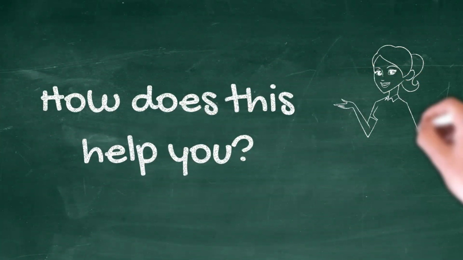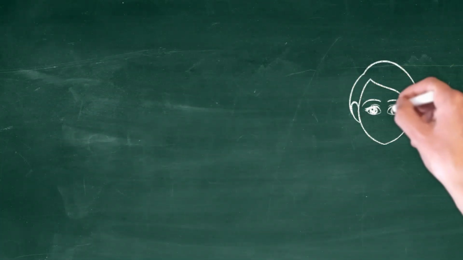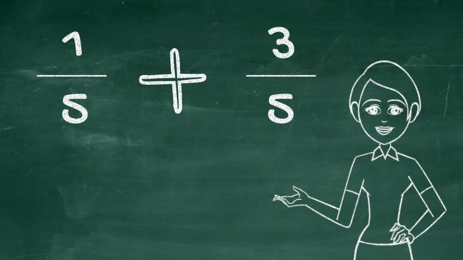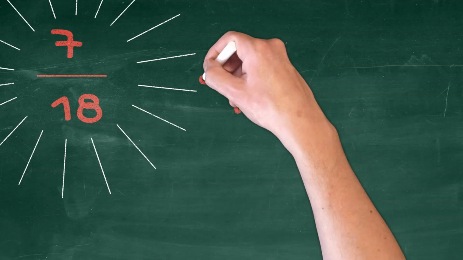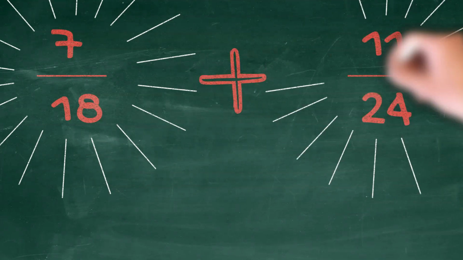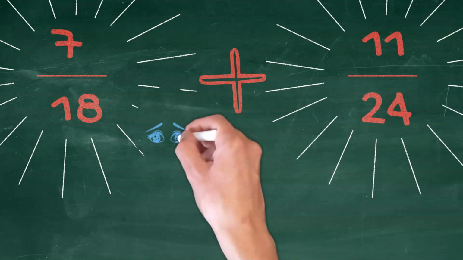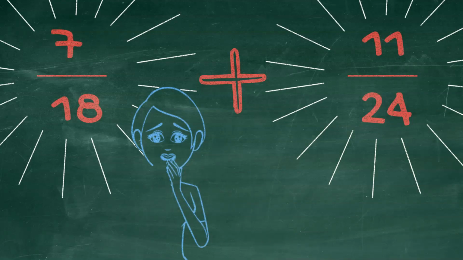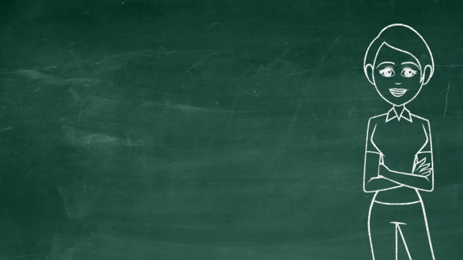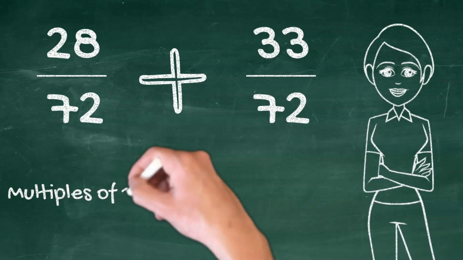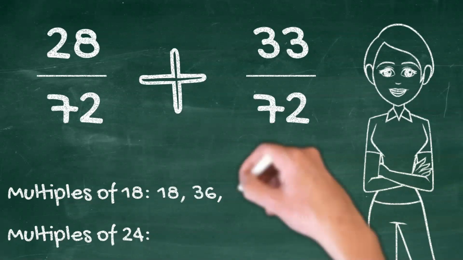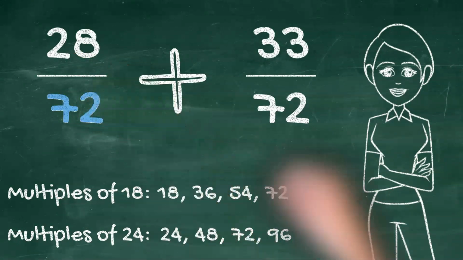How does this help you? As much as we'd like our fractions to be easy to work with, they don't always come that way. Imagine trying to add 7/18 and 11/24 without changing the denominator. Do you have a headache yet? Now try it with these numbers, 28 over 72 and 33 over 72. 72 is the least common multiple of 18 and 24.